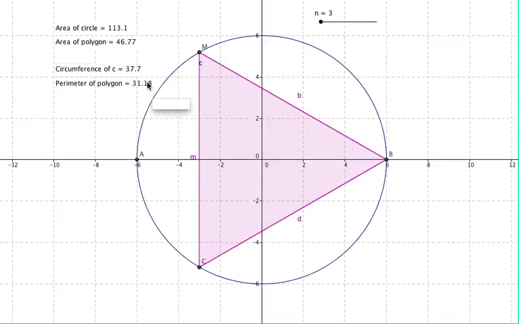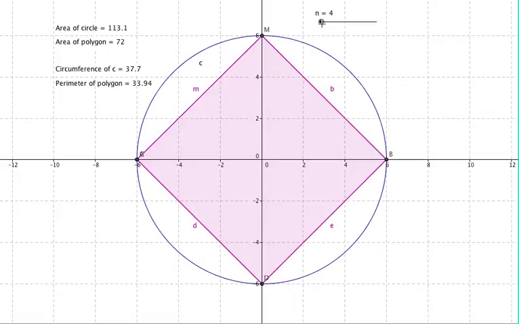The triangle, as you can see, has an area of only 46 units, and the perimeter of the triangle is 31.18. Okay, so what we're going to look at is this little slider up here, n, which means the number of sides of this polygon. Now, a polygon, don't forget, is a straight-edged, enclosed shape. So 3 sides is the smallest polygon you can have. And what I'm going to do is just drag that up by a fraction. And the next polygon we have is called a square, as you would know.